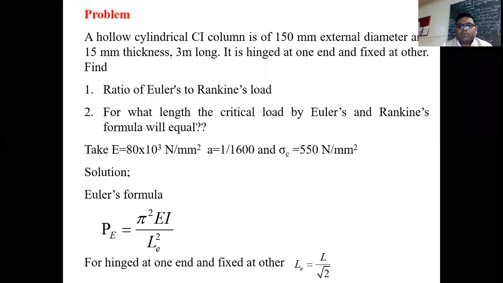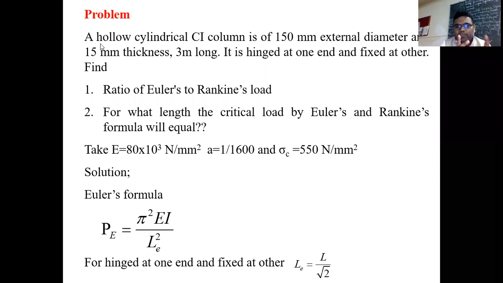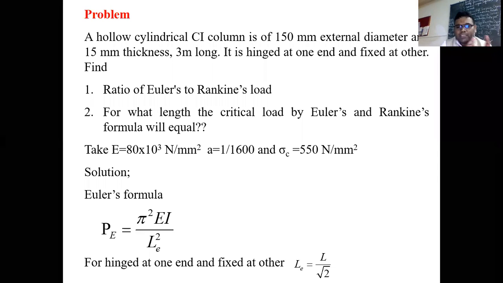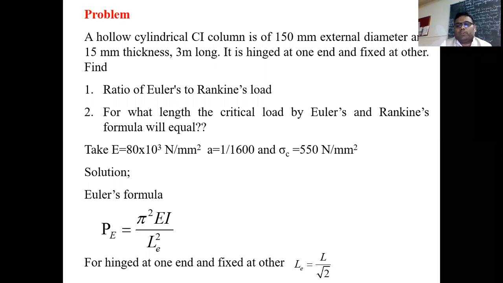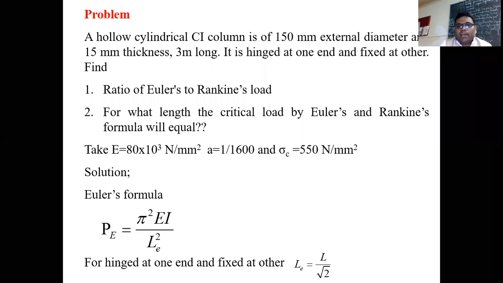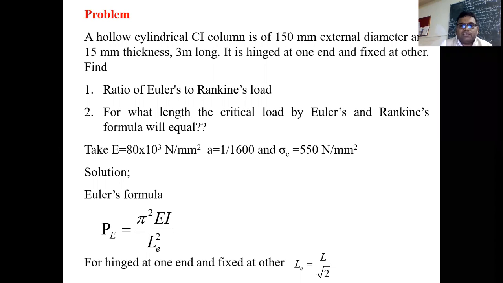Thickness is 15, and it must be on both sides. So 15 into 2 is 30. So you just subtract 30 from 150, and you will get the internal diameter of the column. The length is given, and the bending hinge condition is also given in the question.